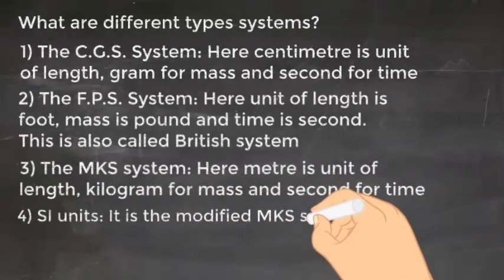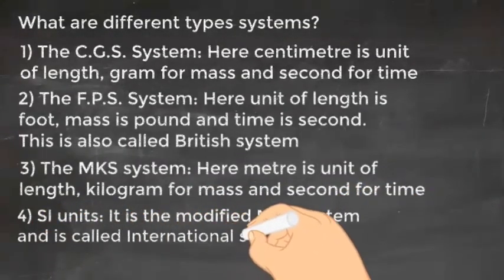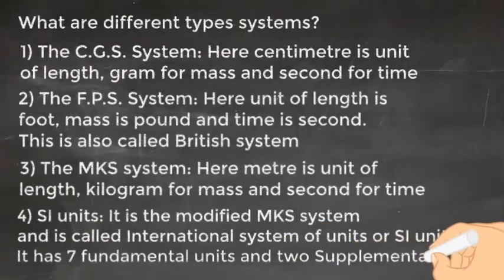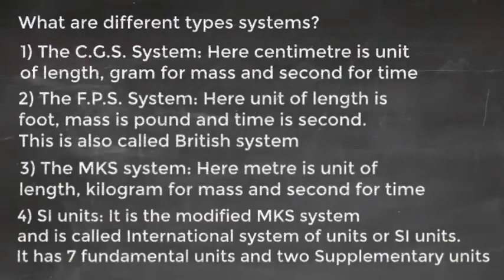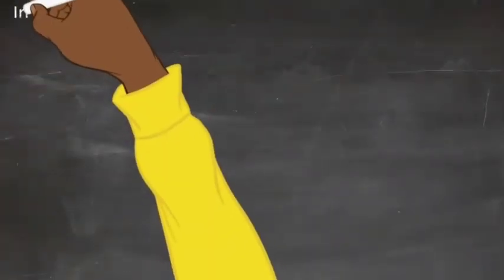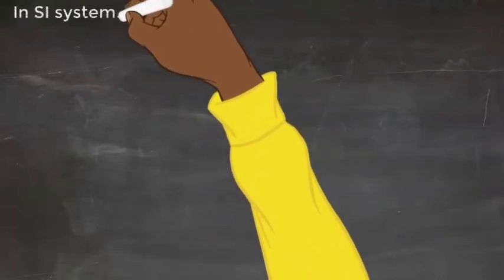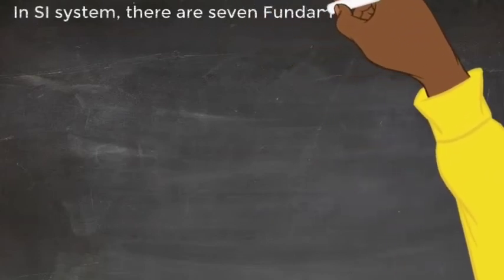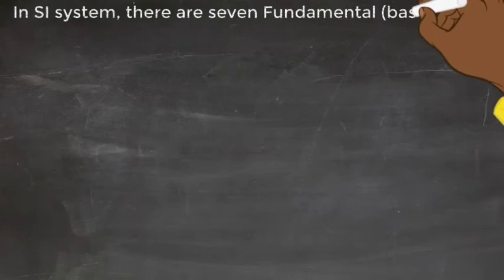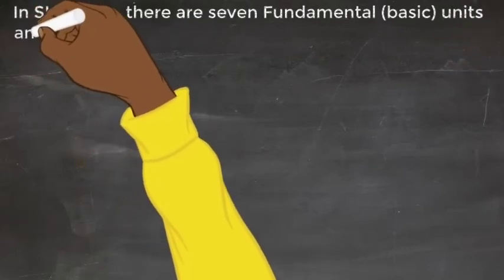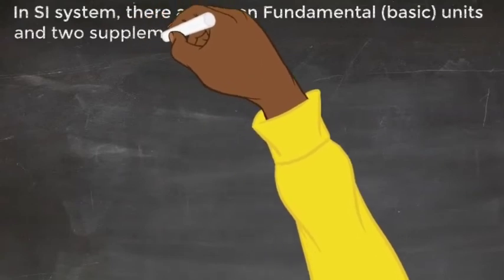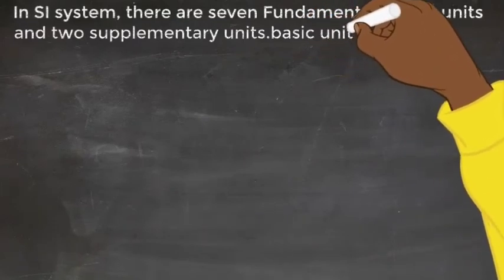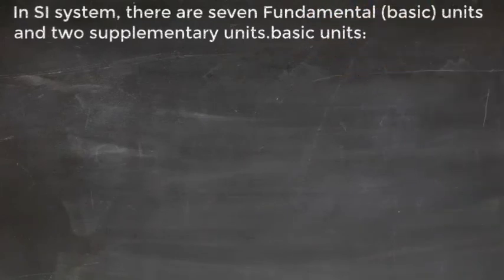Number 4, SI units. It is a modified MKS system and is called International System of units or SI units. It has 7 fundamental units and 2 supplementary units. In SI system, there are 7 fundamental or basic units and 2 supplementary units.